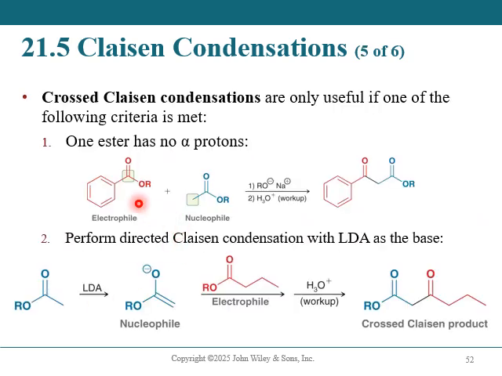One ester, here for instance, we have a few examples. One ester has no alpha protons. That sort of forces the Claisen condensation to take this very specific form. We perform direct Claisen condensation with LDA as the base. So these are a few ways in which we can end up with the desired product.